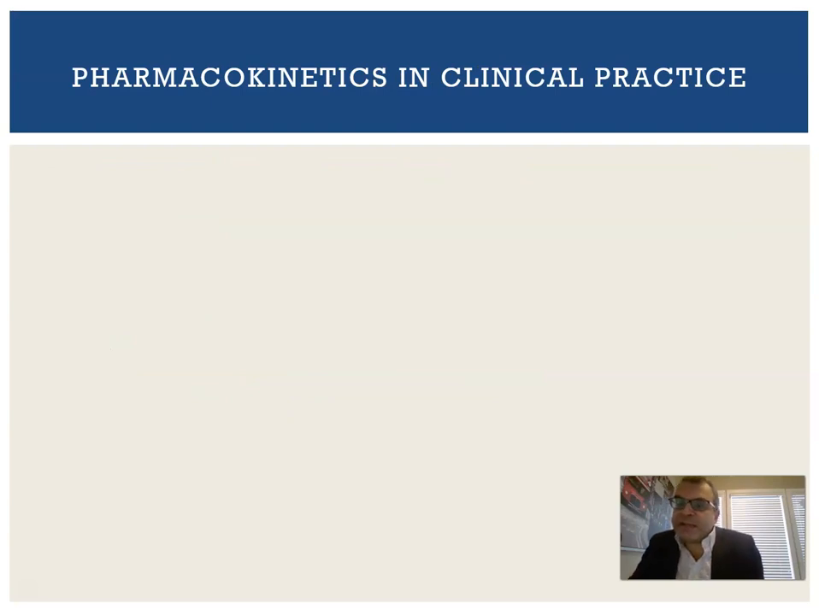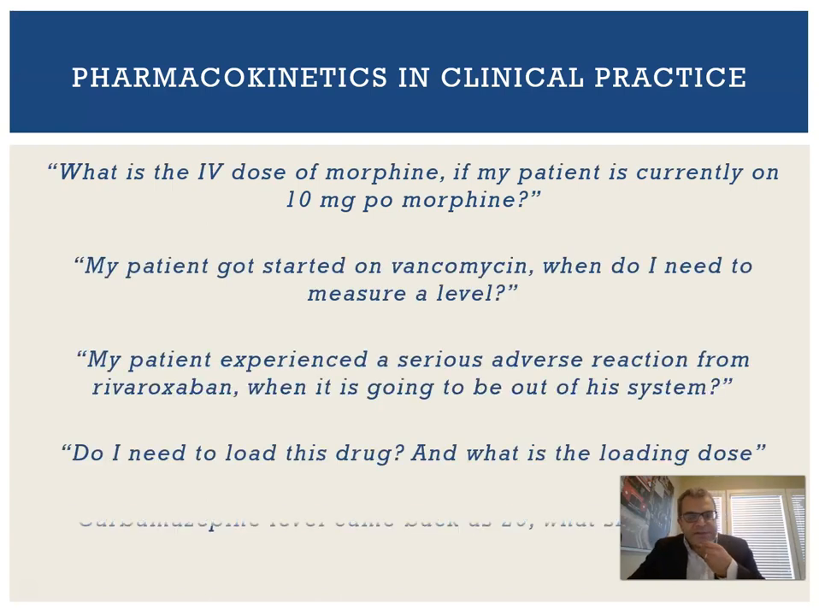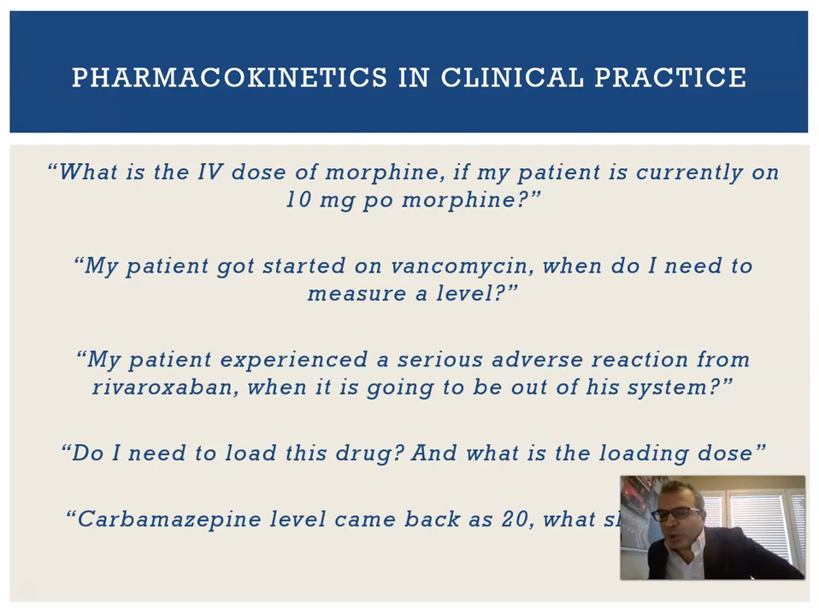So what's pharmacokinetics in clinical practice? For example, what is the IV dose of morphine if my patient is currently on 10 milligrams PO morphine? So if the patient is on 10 milligram oral morphine and we want to switch to the intravenous dose, equivalent dose, one of the main uses of pharmacokinetics is to get to know what the equivalent dose is, which is the pharmacokinetic factor that you might look at. This could be the bioavailability.